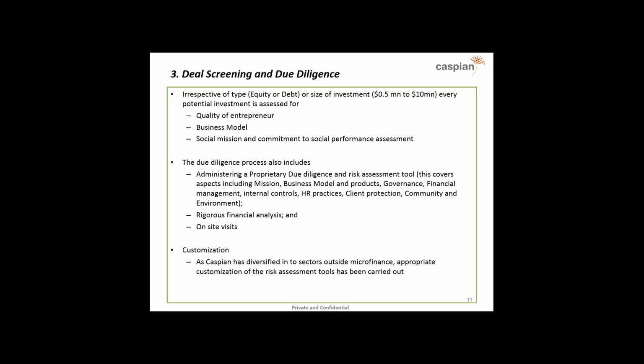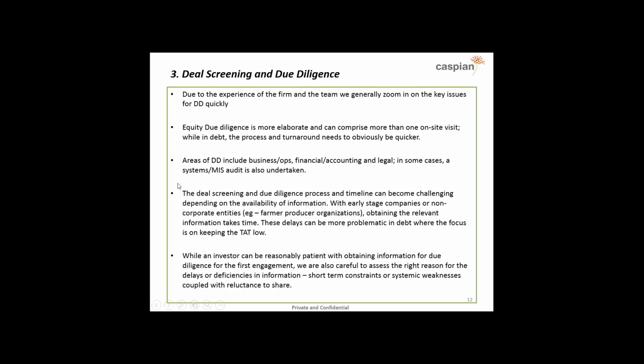The due diligence process also includes a proprietary due diligence tool, a risk assessment tool, which for the debt fund we have customized for each sector. This is an attempt to have a more objective score across areas. The areas that it assesses companies on include mission, business model, products, governance, financial management, which has a big weightage, internal controls, HR practices, client protection, community, and the environment. While this does not automatically lead to a credit decision, so it's not that a certain score gets you a certain outcome, it certainly informs the process.